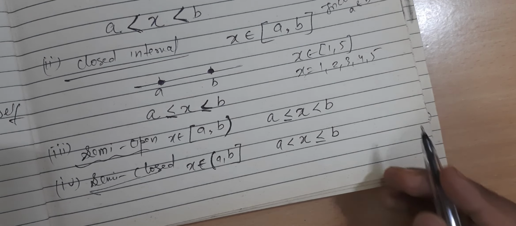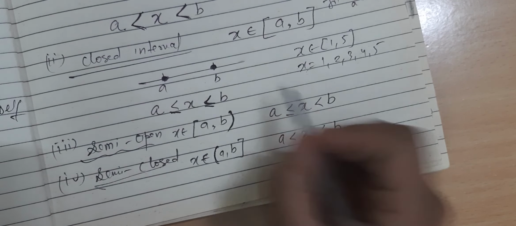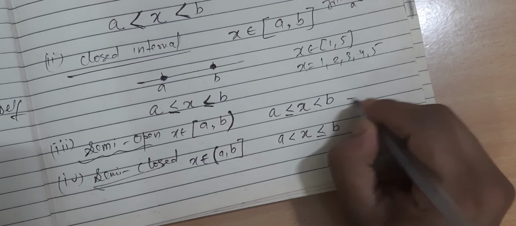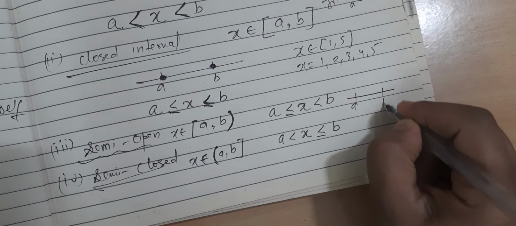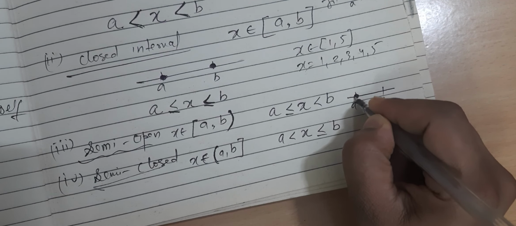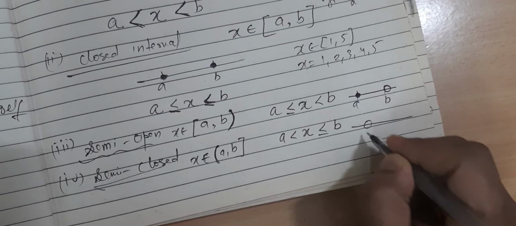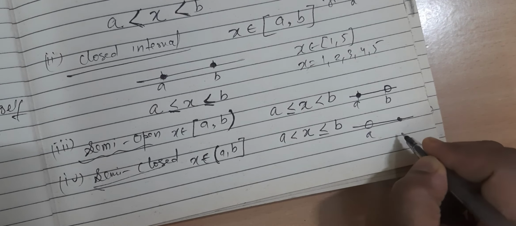So on a real number line, if we denote this semi-open interval, these are A and B. Here we are including A and excluding B. And here we are excluding A but including B.